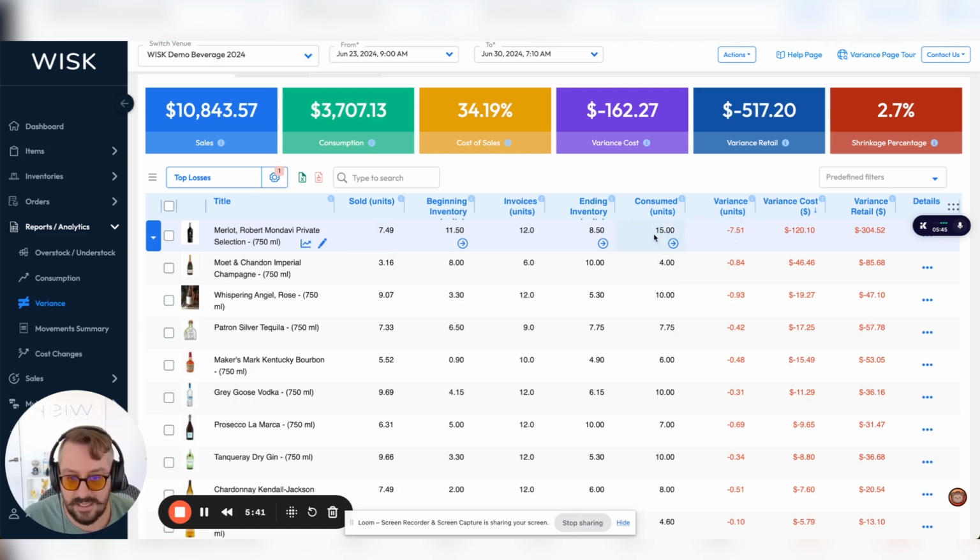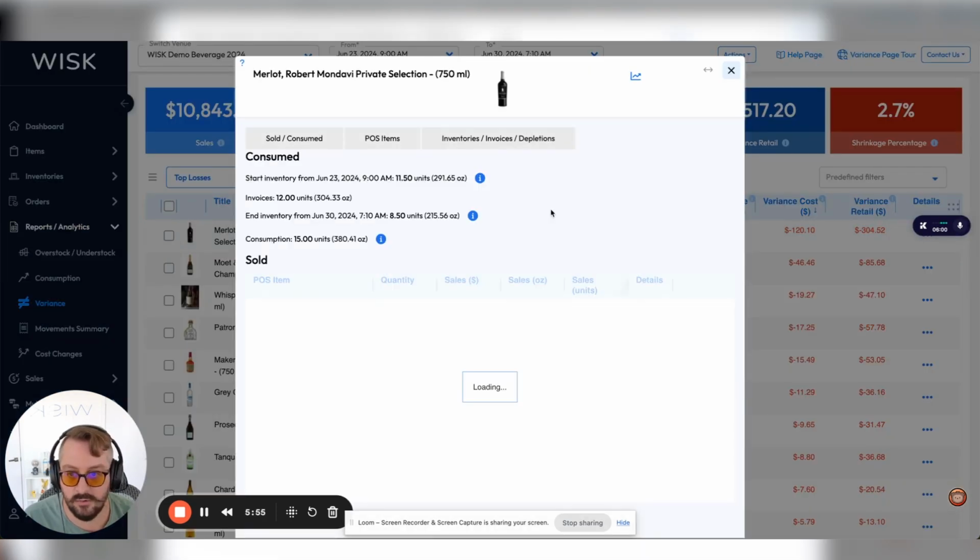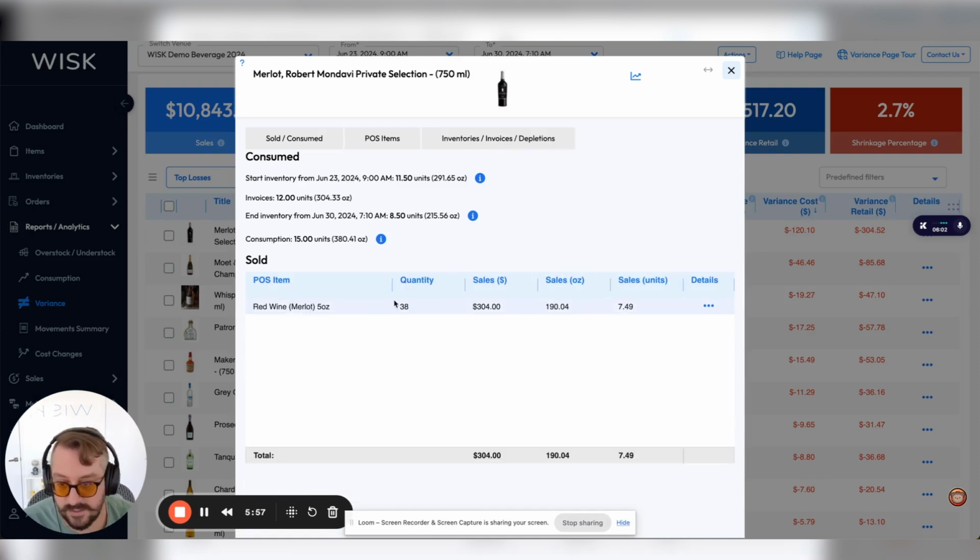Now, what's neat is that this page shows you how the usage is calculated. It says you started off with 11.5 bottles, you happened to receive a case of 12, and you ended off with 8.5. So that's where you get the consumption. And the sales, if you want to open it up, again, just to show you how detailed it goes, it'll show you what was sold. In this case, no bottles were sold. It was just glasses, 38 five-ounce glasses of wine. So this is the full calculation.